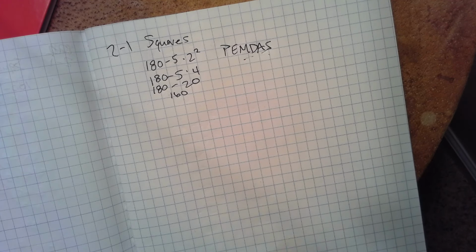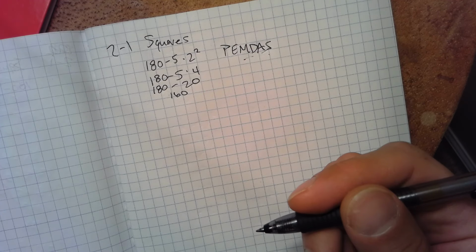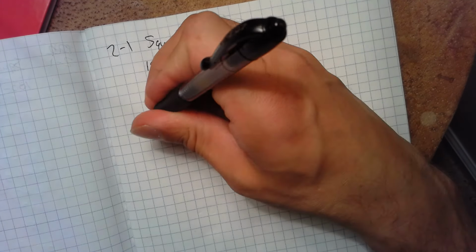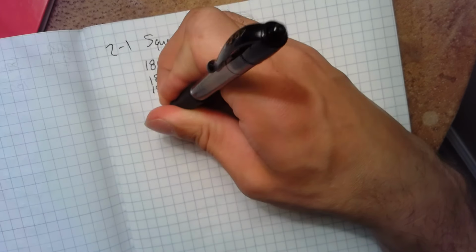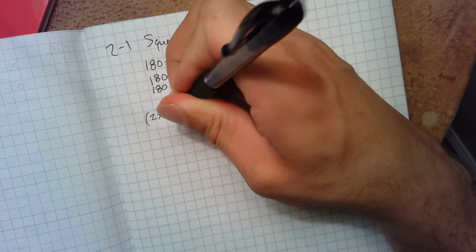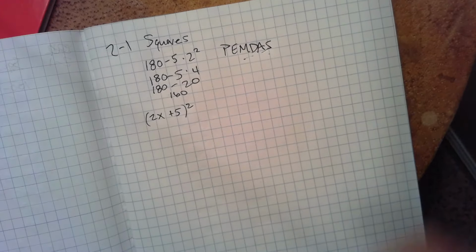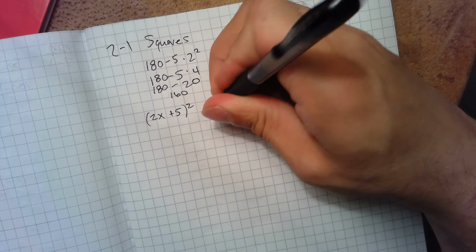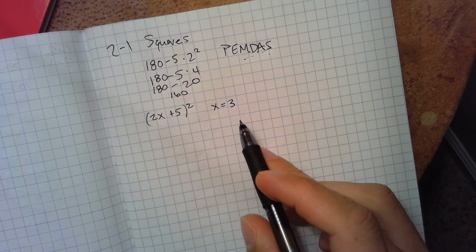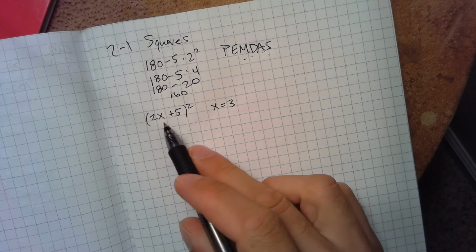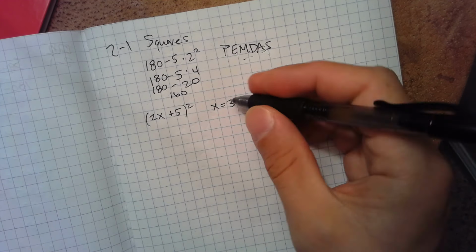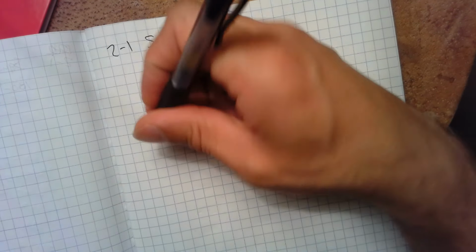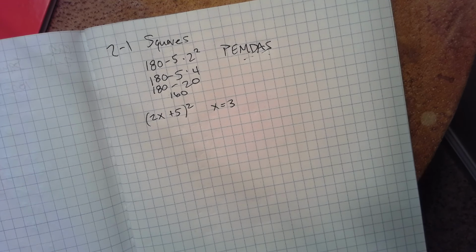So if we do the same thing, order of operations again, we need to find the value of 2x plus 5 squared, and this is when x equals 3. So what we need to do is substitute that 3 in for x and then see what we get. And when we do that, well, you go and try that out.